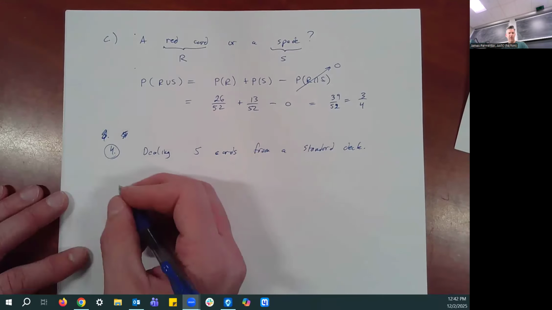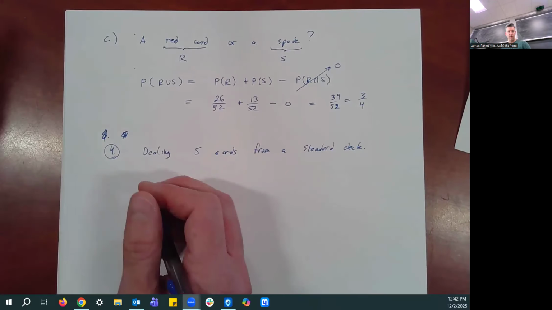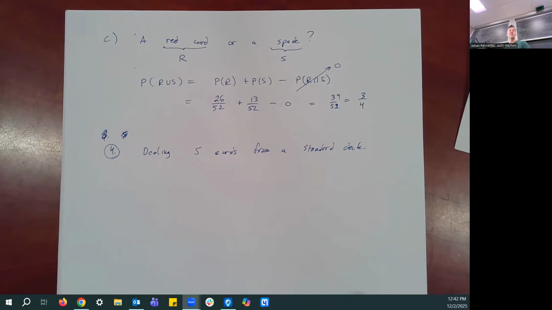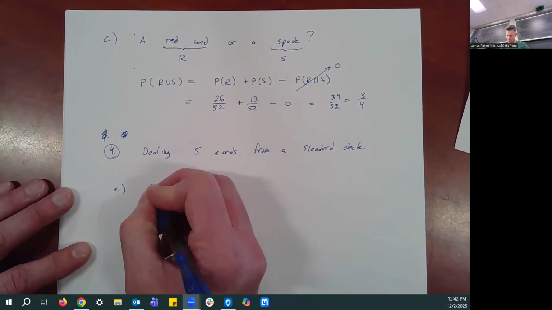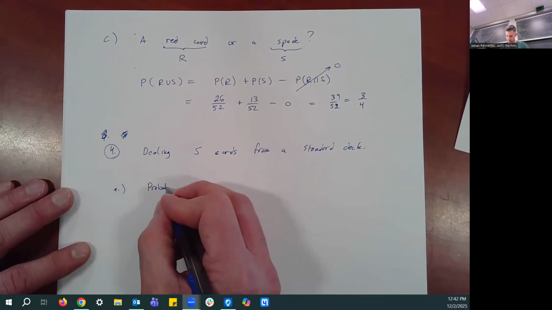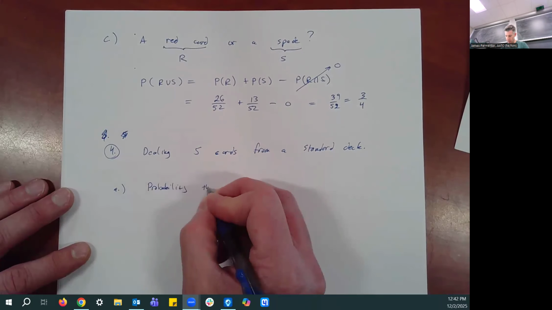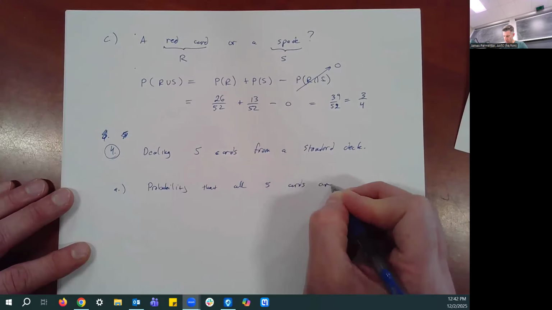So I feel like we did some of these before. Whatever. Yeah, we did do some of these before. Interesting. Oh, no, we kind of talked about the numbers before, not the probabilities. Okay, sure. So question A, what's the probability that all 5 cards are clubs?